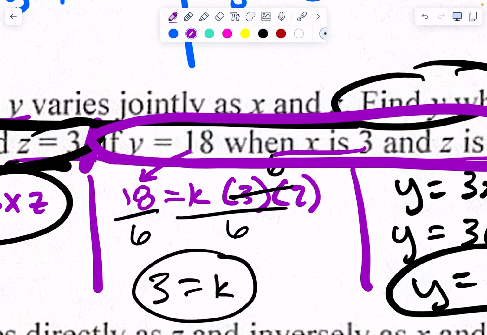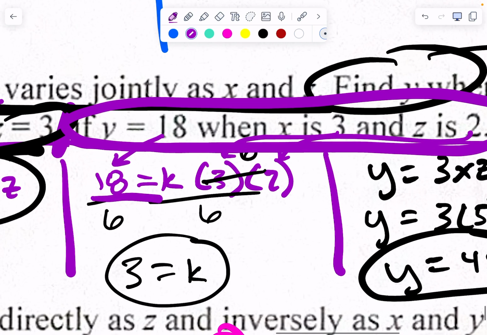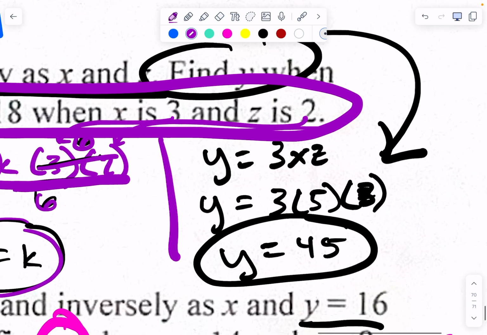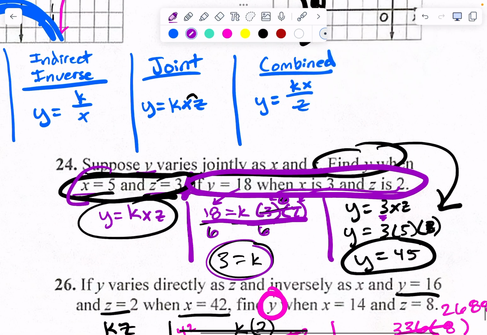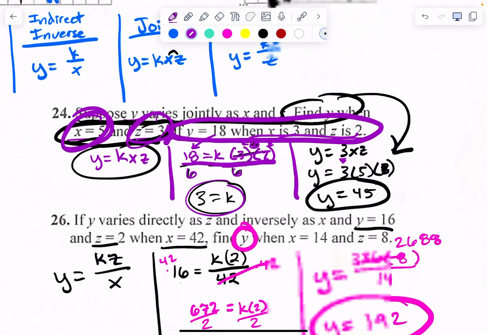We plugged 3 in for x and 2 in for z. So I have 18 equals k times 3 times 2. And we said that this was 6. If we divide both sides by 6, we get that k is 3. Great. Now we can go on to our step 3 where we have k plugged in. And they said find y when x is 5 and z is 3. So 5 and 3 goes in there, and y is 45 is what we got for 24.